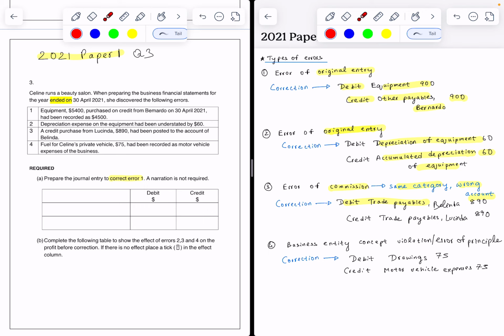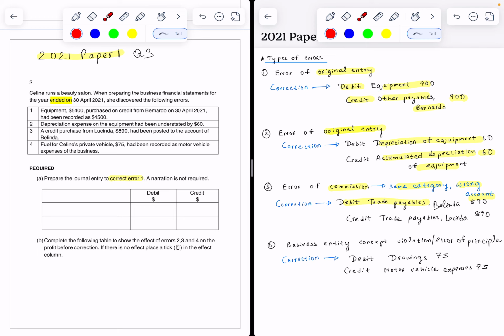Equipment in itself is a non-current asset because this is purchased mainly to help the business for generating revenue, right? Now that we have to increase the balance of this equipment asset account by $900, we have to debit equipment by $900 because when asset increases, we debit them.